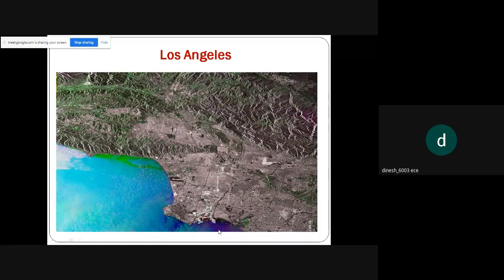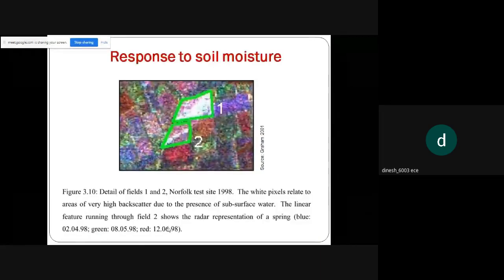Here are the spills. Response to oil moisture. The SAR image details of fields 1 and 2 show that the white pixels give information about areas of very high backscatter due to the presence of subsurface water. The linear feature running through field 2 shows a radar representation of a spring season.